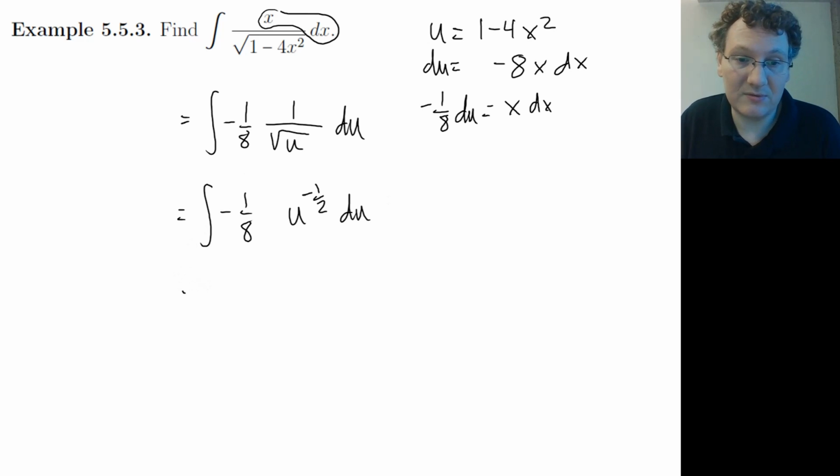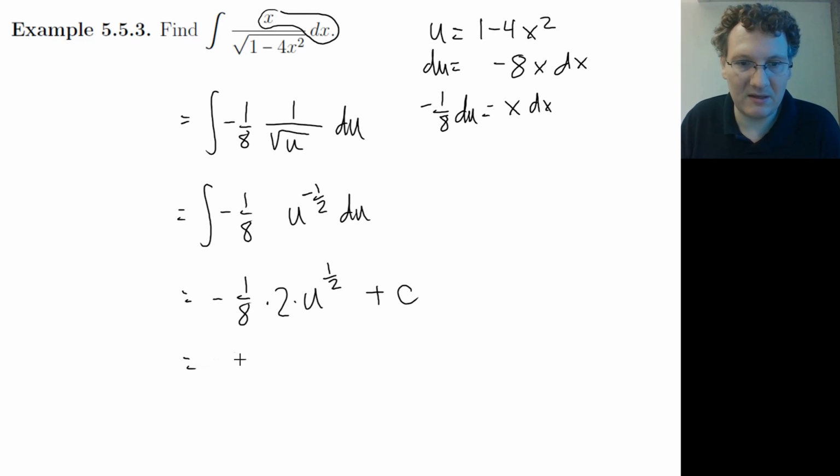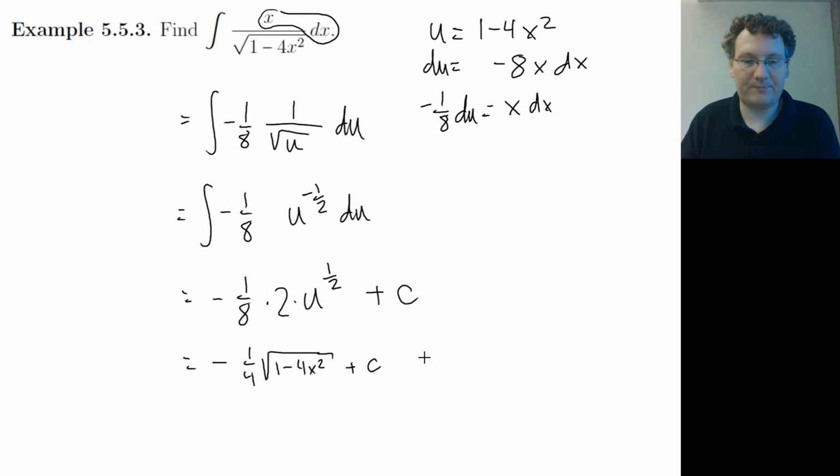So let's take the integral. So we're going to have negative 1/8, and we have u now to the 1/2 power, and I'm going to divide this by 1/2, which is the same as multiplying it by 2. And then I'm going to add a c. Now this is going to be negative 1/4 square root of, what's the square root of u? It's the square root of 1 minus 4x squared plus c. And there we go. That's my indefinite integral using a u substitution.